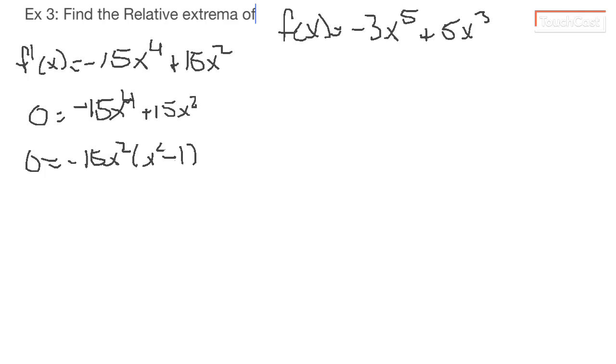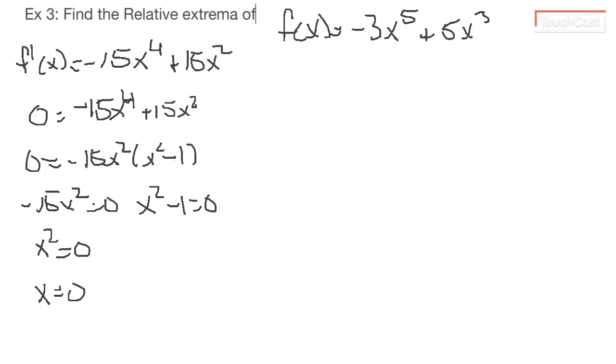So set both factors equal to 0. Negative 15x squared equals 0, and x squared minus 1 equals 0. With the first one, the only way that's going to equal 0 is if x squared is 0, which means x is 0. I can add 1, and I'm going to get x squared equals 1. And by taking the square root, I'm going to get x is equal to both a positive and a negative 1. So I've got 3 critical numbers. I've got negative 1, 0, and 1.